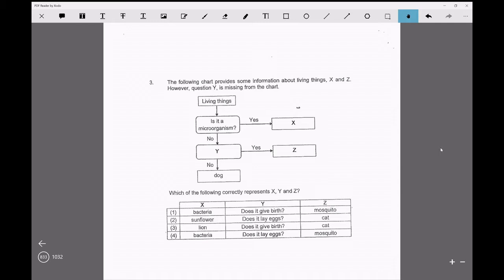For X, it is a microorganism. Microorganisms are living things that are microscopic. That means you cannot see with your eyes, you need a microscope to see them. Like for example, bacteria. Lion and sunflower you can see with eyes, so it's not microscopic.